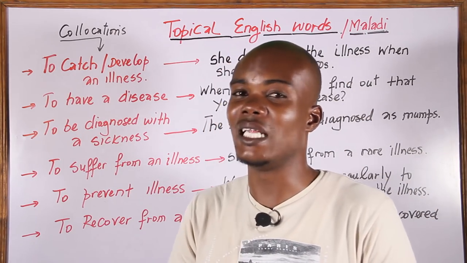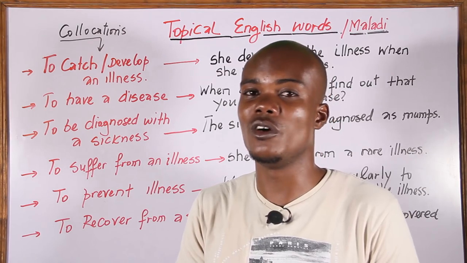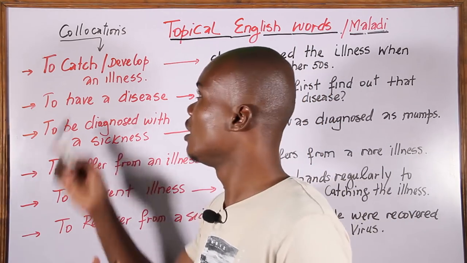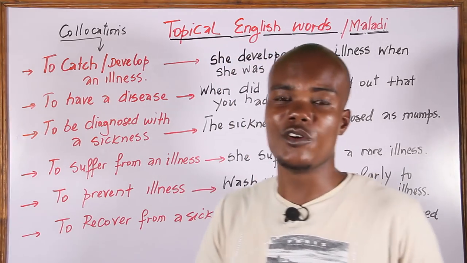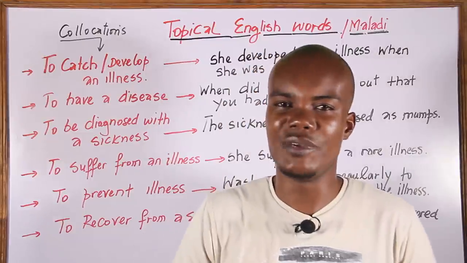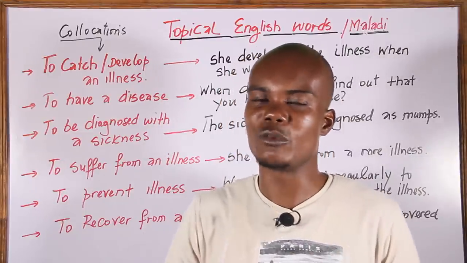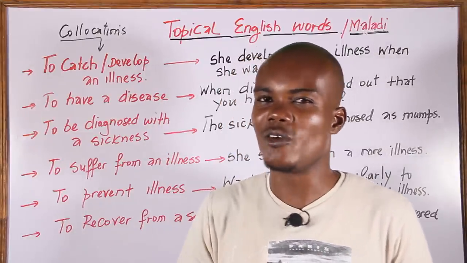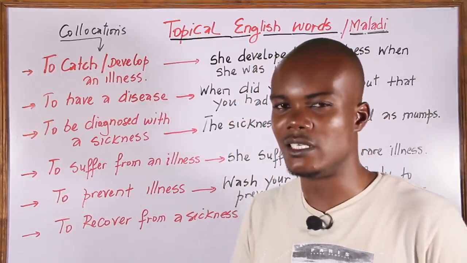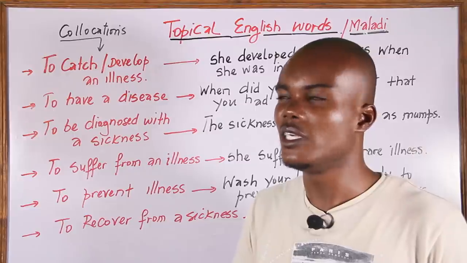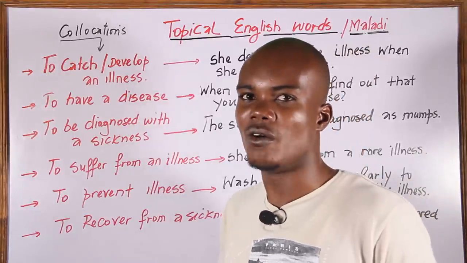I mean, when I say maladi, I say illness because you know that. Disease, collocations related to disease. These collocations are for saying I caught a disease, I suffer from a disease, someone has a disease, and so on. Preventing a disease. These are what you're going to learn in this video.